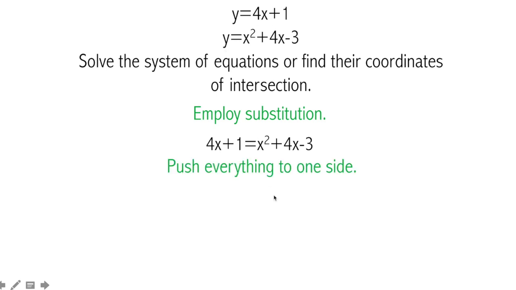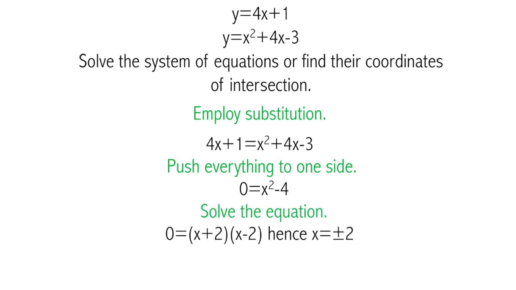We then take everything to one side. So x squared plus 4x minus 4x, so the x terms cancel out, minus 3 minus 1. That's x squared minus 4. Now this is nothing but a squared minus b squared. We can see a squared minus b squared is equal to a plus b into a minus b. So therefore we can arrive at that, following which we solve the equation. If the product of two numbers is 0, one of these numbers will have to be 0. So either x plus 2 or x minus 2 needs to be 0. Therefore x is plus or minus 2.